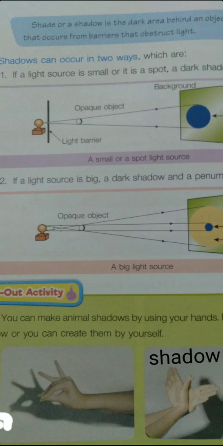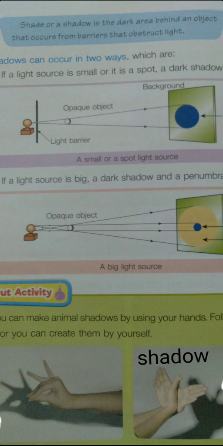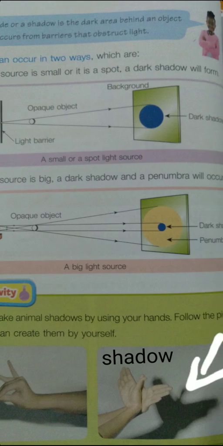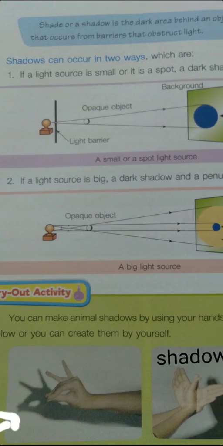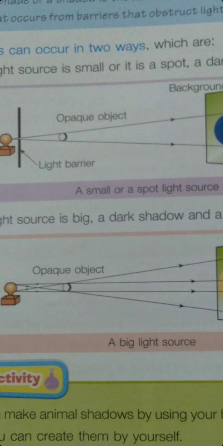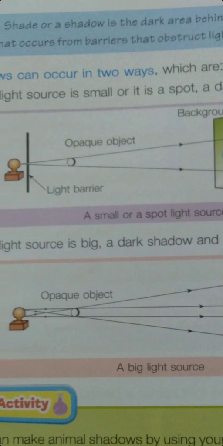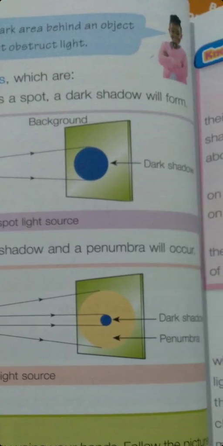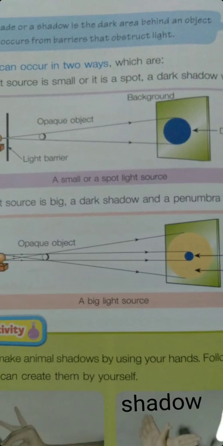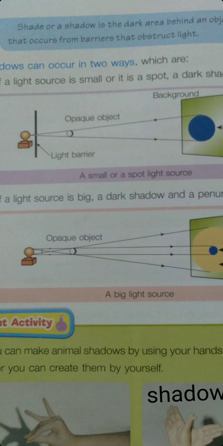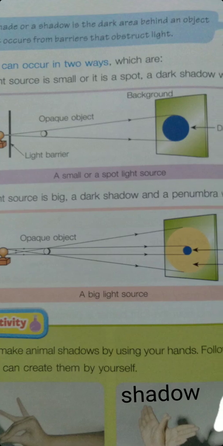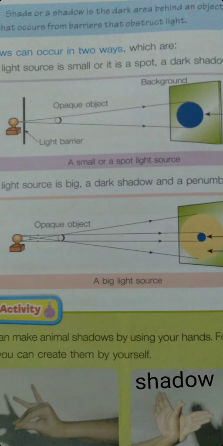Shadows can occur in two ways. One, if a light source is small or it is a spot, a dark shadow will form. So this is an opaque object, a light barrier, and then the background. So, a dark shadow from a small or spotlight source. If a light source is small, it is a spot, a dark shadow will form.